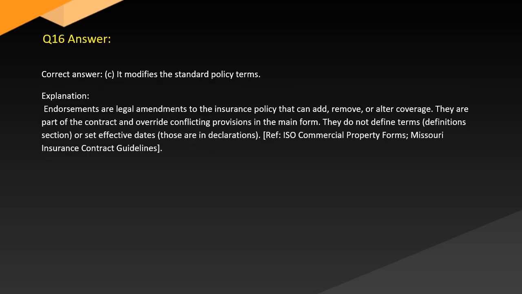Answer. Correct answer: C. It modifies the standard policy terms. Explanation: endorsements are legal amendments to the insurance policy that can add, remove, or alter coverage. They are part of the contract and override conflicting provisions in the main form. They do not define terms, which is the definitions section, or set effective dates. Those are in declarations. Ref. ISO Commercial Property Forms, the Missouri Insurance Contract Guidelines.